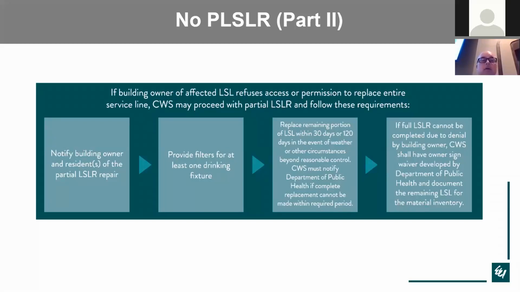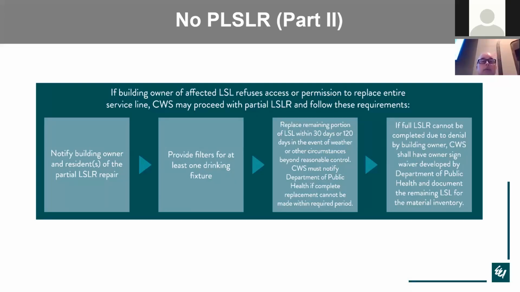So notify that building owner and resident of the partial lead service line repair. If they're refusing to allow you access, if they want nothing to do with it, they're like, nope, you're not getting inside of my house, or they're just not responding whatsoever, you can go through this process. You do have to provide filters to them until the lead service line has been replaced. So if they're really stubborn and don't respond to you or anybody, then that could be a fair amount of time.